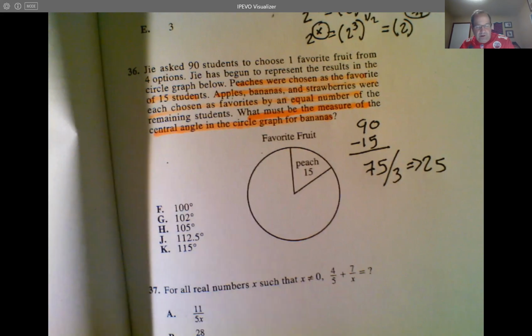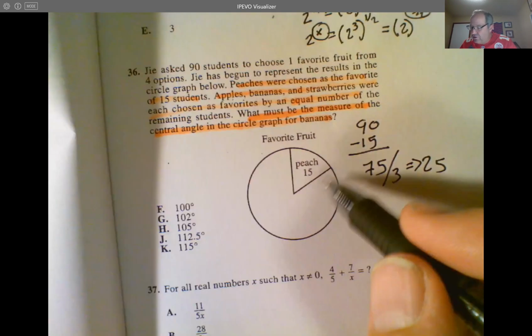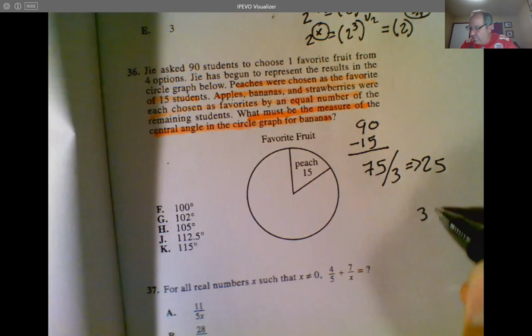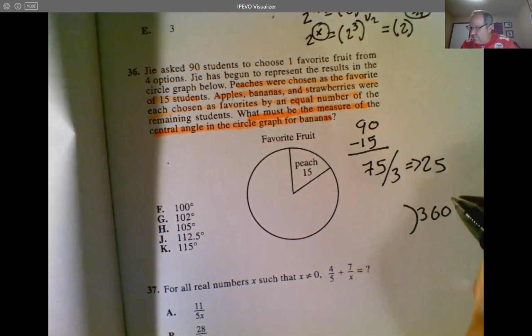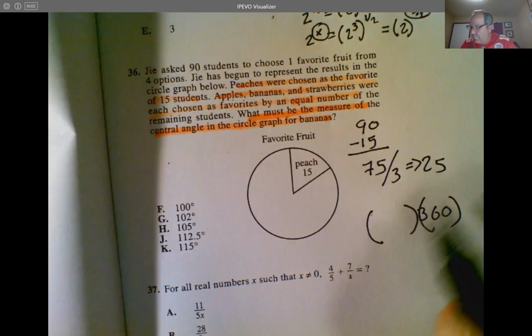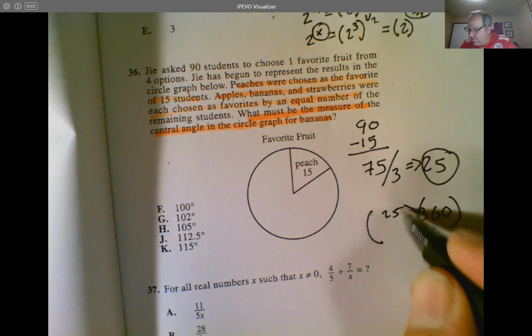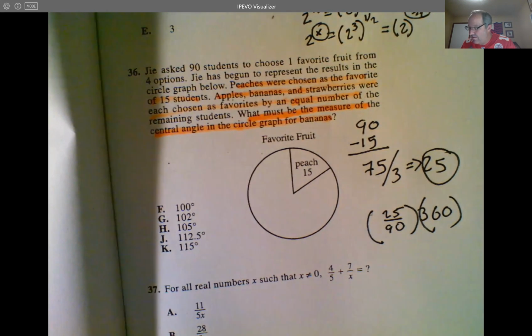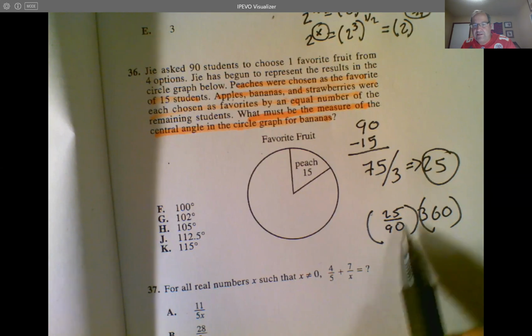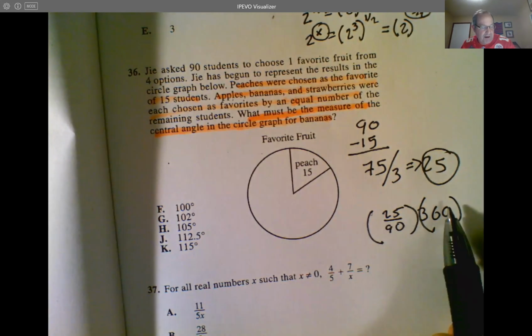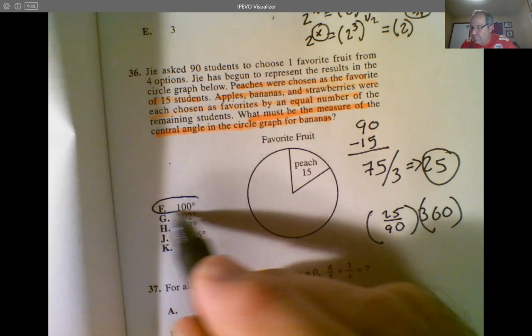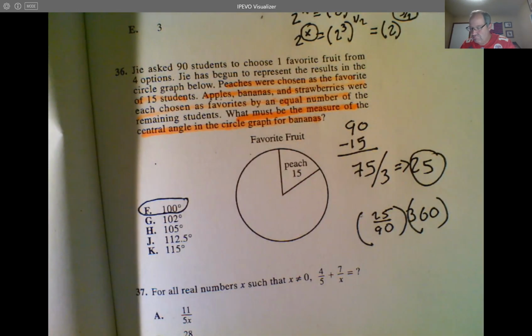So there's a couple ways to do this one. One way is this. A circle is 360 degrees, right? And if I multiply that 360 degrees by the part that like bananas, which is 25 out of 90, right? 25 out of 90 like bananas. I take that, that gives me a fraction, multiply it by the 360, I'm going to get 100. So I thought that was kind of a nice one. We have not seen one like that.